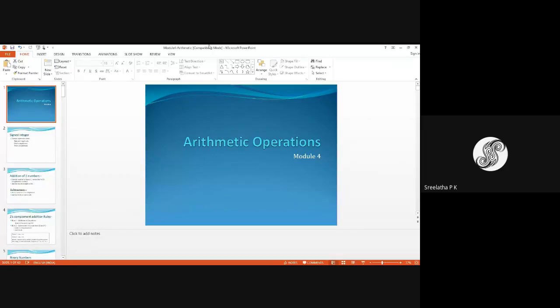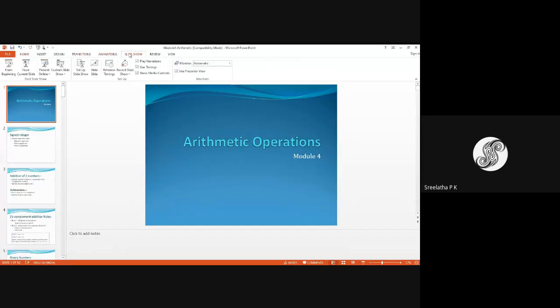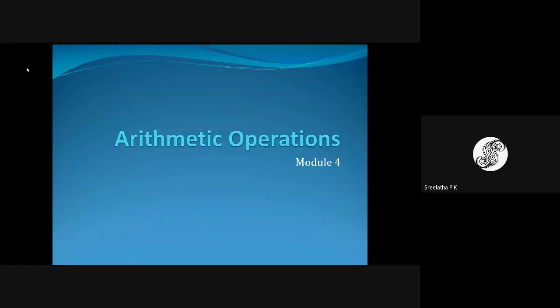That is arithmetic operations. Okay, so here it is, arithmetic operations. You know that in the ALU, the arithmetic logic unit, the operations take place. These arithmetic operations take place there.